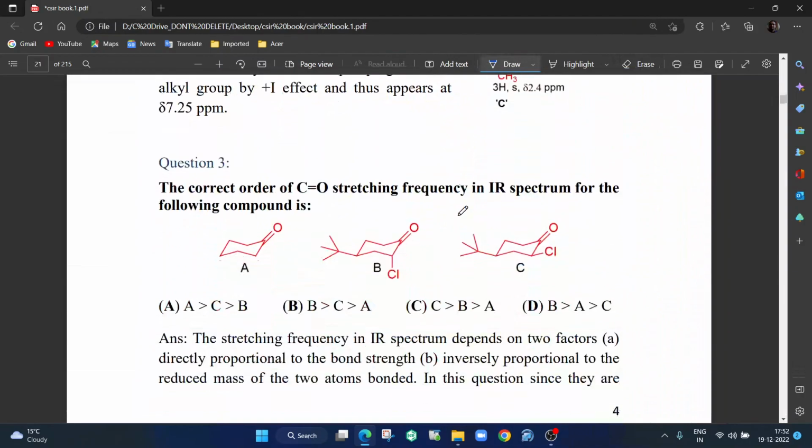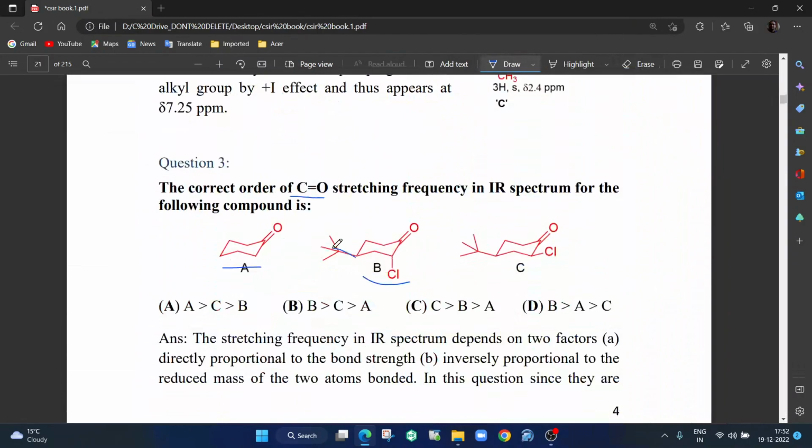Yeah, next question. Now this is a very interesting question. It says, correct order of C double bond O stretching frequency in IR spectrum for the following compound is. Okay, so here you are having cyclohexanone. You are having cyclohexanone with Cl axial to it.